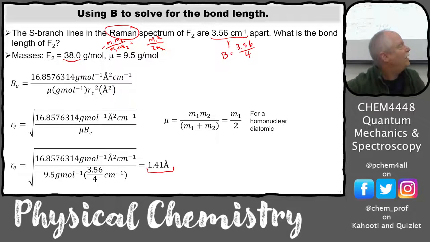Okay. Oh, that's it. This is the mass of the whole molecule, right? And so the mass of just one fluorine is 19, which is 9.5. It's 19 divided by 2 is 9.5. So there's not a mistake here. I just was looking at 38 and thinking 9.5 is not 38 divided by 2.